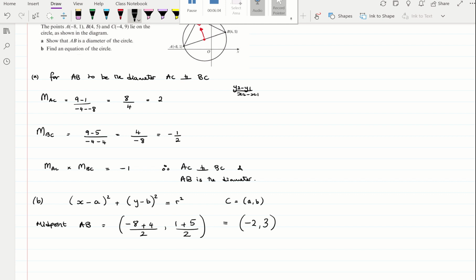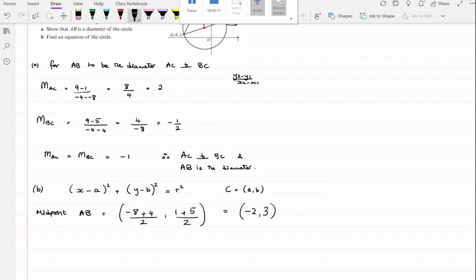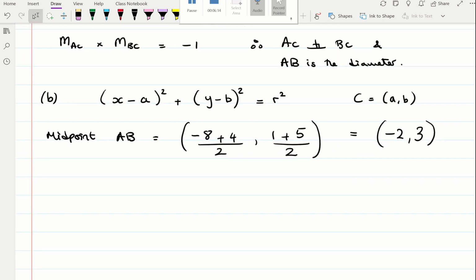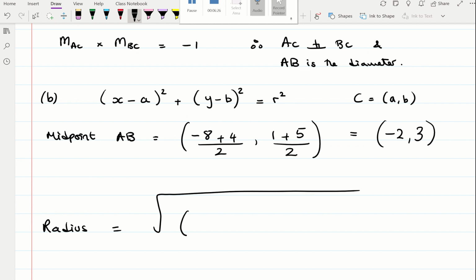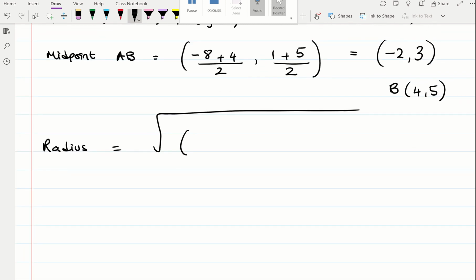And to find the radius, I can go from the center to any of the points, and I'm going to choose point B. So to find the radius, I use the formula for the length of the line. So I've got B is 4, 5. Let's just check. Yep, 4, 5.